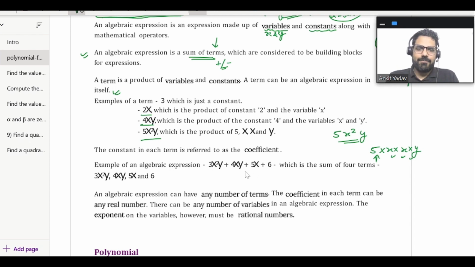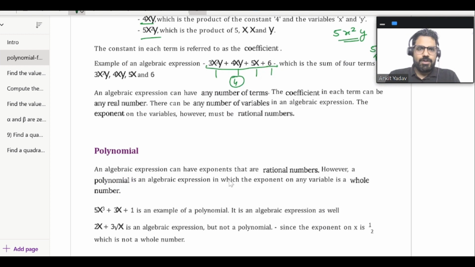So now we are having one more example given to us like 3x square y plus 4xy plus 5x plus 6. Here we are having an algebraic expression and how many terms does it have? 1, 2, 3, 4. There are four terms, correct? So this is an algebraic expression that is having four terms. Why are we having four terms? Because the terms are always separated by either positive or negative signs.